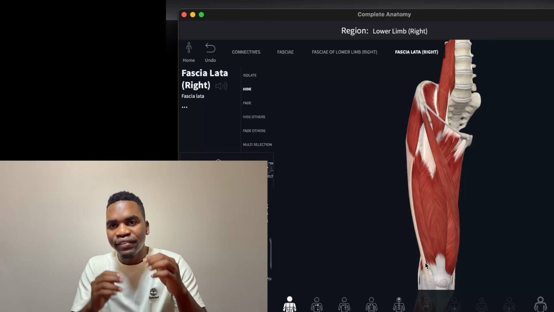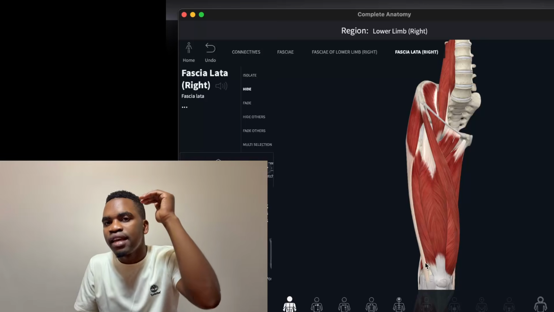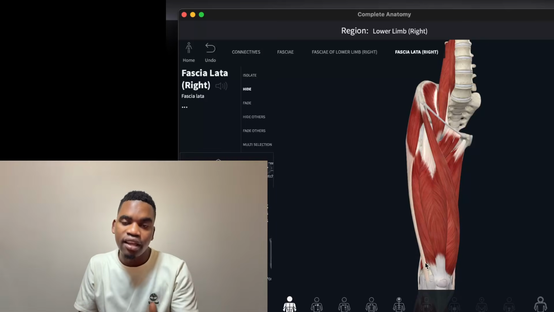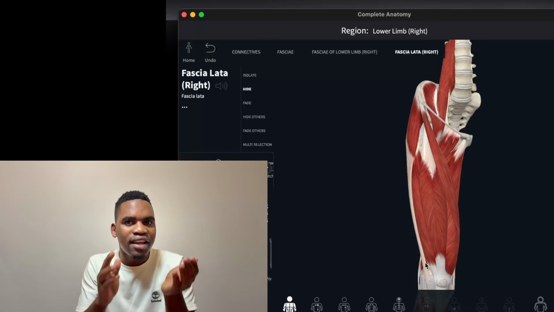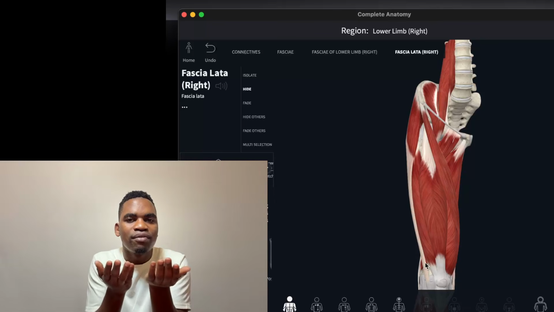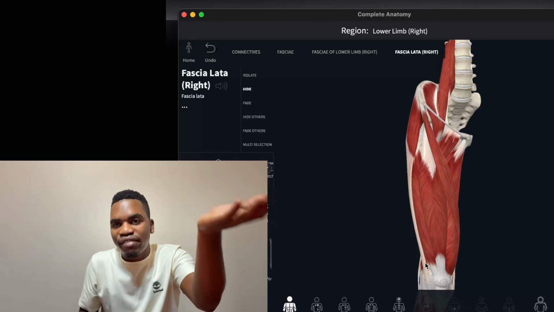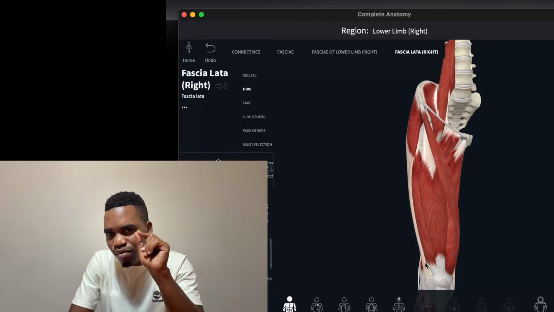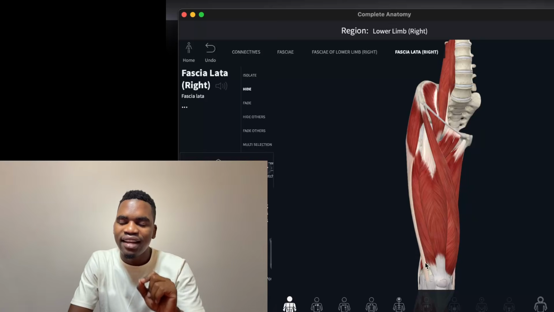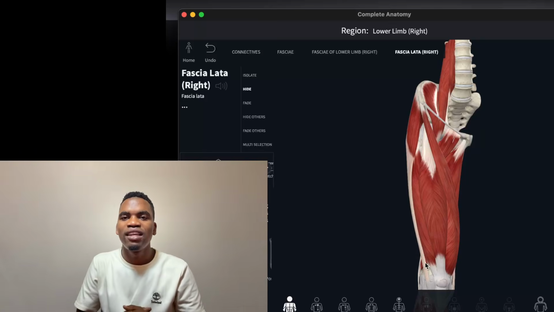Some of the muscles, of course, are going to do both the hip flexion and the knee extension, but most of the muscles will have a localized effect. Some will only do flexion of the hip, and some of the muscles will do extension of the knee, but only a few muscles will do both knee and hip effects.